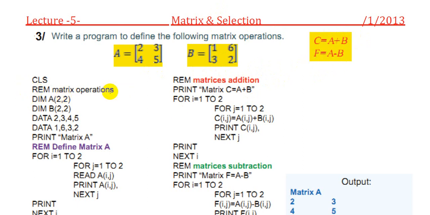CLS, rem matrix operation. The task is dim A 2 2, dim B 2 2, and data 2 3 4 5, and data 1 6 3 2. As you can see for the dim B 2 2 and A 2 2, in this case the data will be considered as follows: 1 6 3 2 and 2 3 4 5. The data will be considered exactly here for the rows, just like we said here, 1 6 3 2, as well as the rows 2 3 4 5.